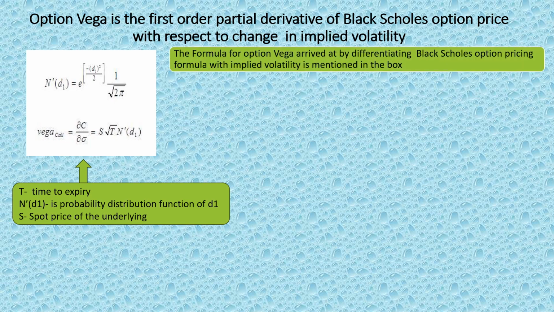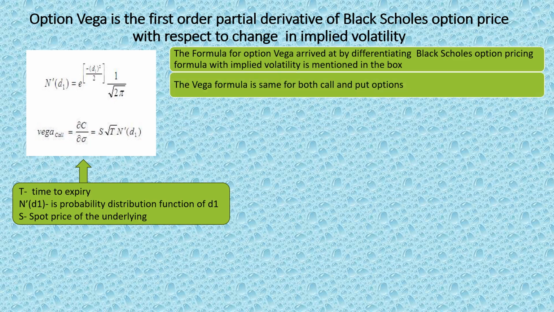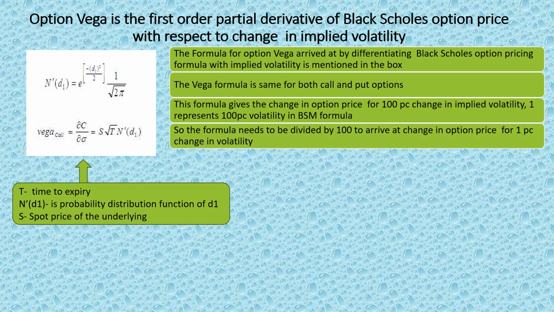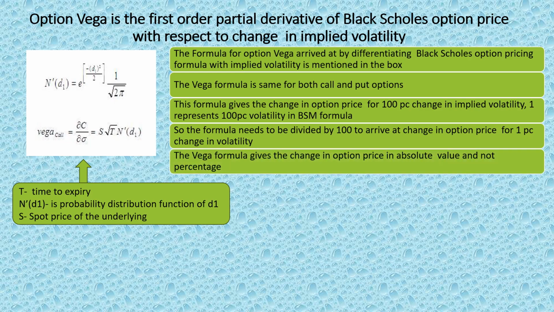The formula for option Vega, arrived at by differentiating the Black-Scholes option pricing formula with respect to implied volatility, is mentioned in the box. The Vega formula is the same for both call and put options. The formula gives the change in option price for a 100% change in implied volatility, as 1 represents 100% volatility in the Black-Scholes formula. So the formula needs to be divided by 100 to arrive at the change in option price for a 1% change in volatility. The Vega formula gives the change in option price in absolute value and not percentage.